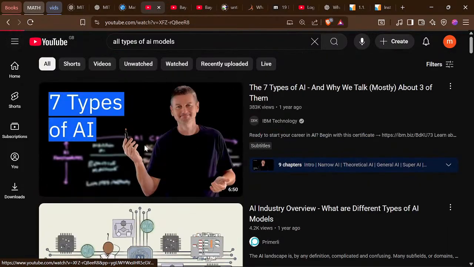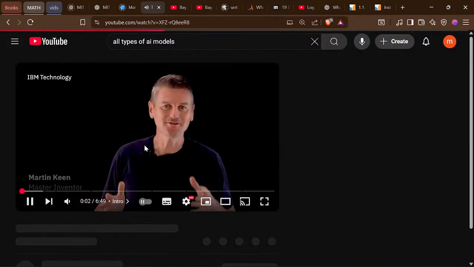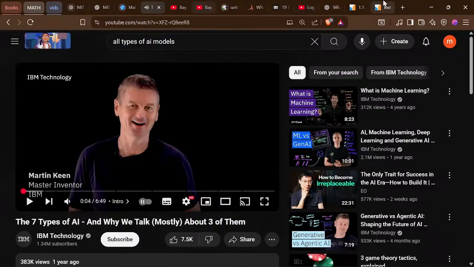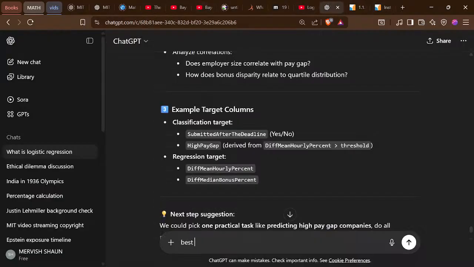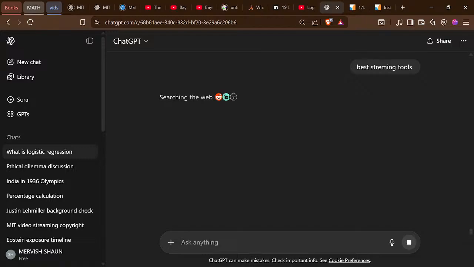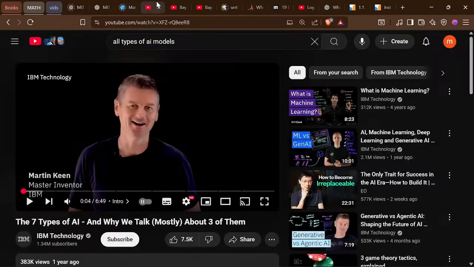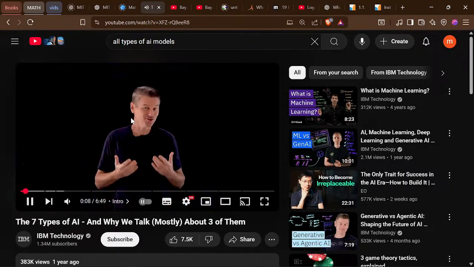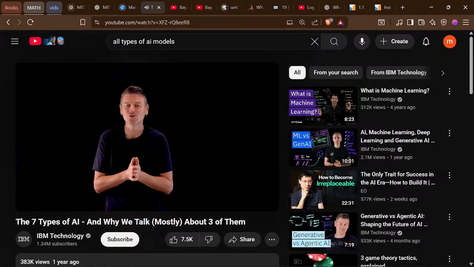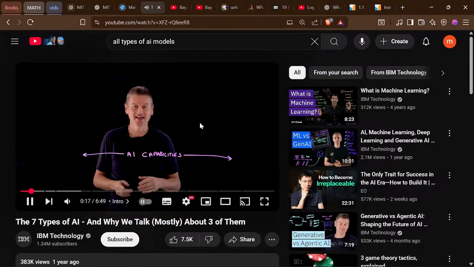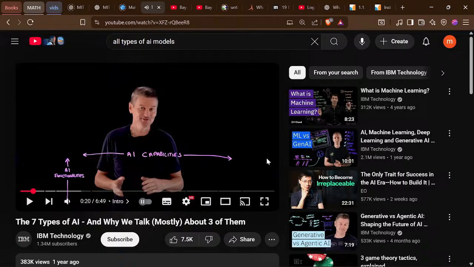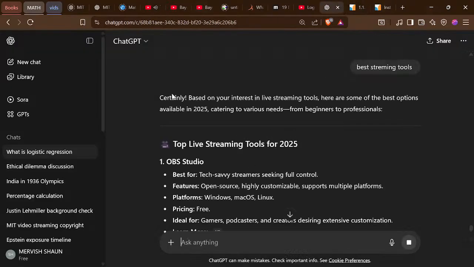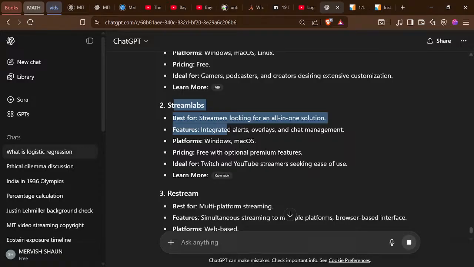Types of AI models. Let's look at it. I'm going to attempt to classify all of artificial intelligence, or AI, into 7 types. That's a tall order, but these 7 types of AI can largely be understood by examining 2 encompassing categories. There's AI capabilities and there's AI functionalities.